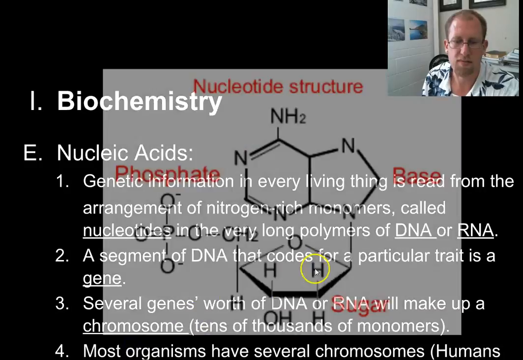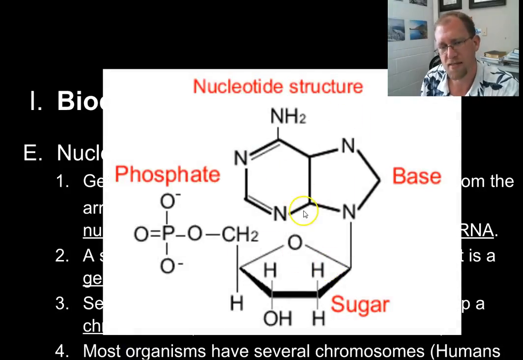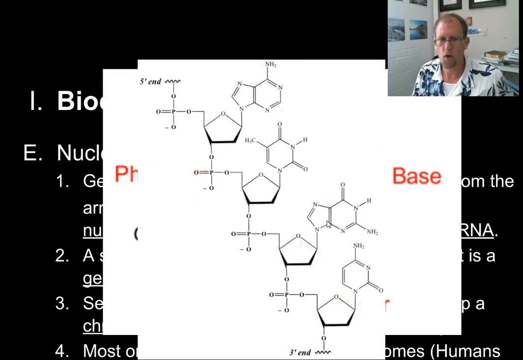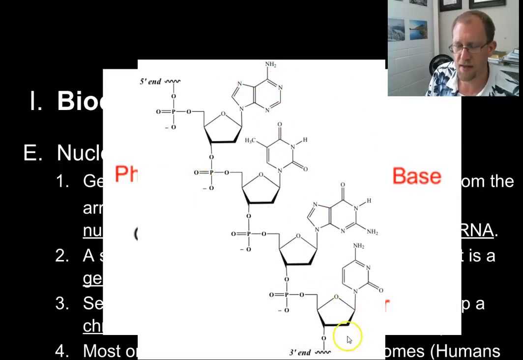So most organisms have lots of chromosomes. This is a picture of a nucleotide. It has a 5-carbon sugar and a phosphate group, and then whatever the nitrogenous base group is. This is where the information is. This is the data. A bunch of these nucleotides string together, and the order of the nucleotides is the way that it's read.